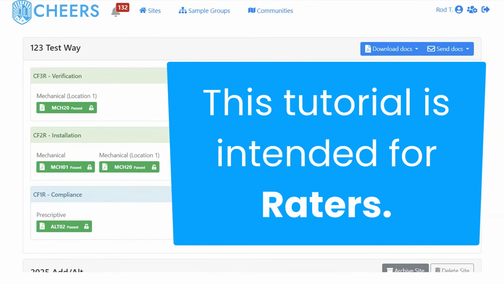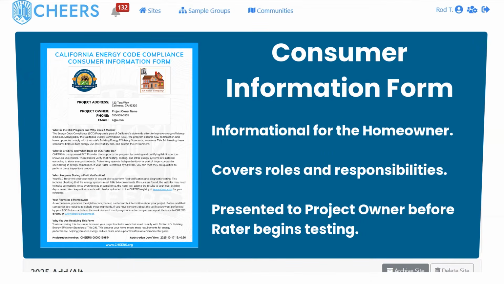This tutorial is intended for raters, and the features demonstrated herein are accessible through a rater account in the Cheers Registry. The Consumer Information Form is informational for the homeowner. It covers basic information the homeowner should understand for their project. Things like what the ECC program is, who the rater is, what the contractor is responsible for, and what they as the homeowner are responsible for during the process.